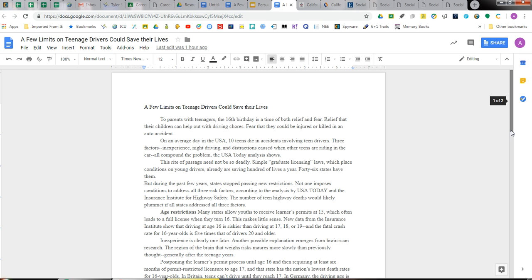Age restrictions. Many states allow youths to receive learner's permits at 15, which often leads to a full license when they turn 16. This makes little sense. New data from the Insurance Institute shows that driving at age 16 is riskier than driving at 17, 18, or 19, and the fatal crash rate for 16-year-olds is 5 times that of drivers 20 and older. Inexperience is clearly one factor. Another possible explanation emerges from brain scan research. The region of the brain that weighs risks matures more slowly than previously thought.